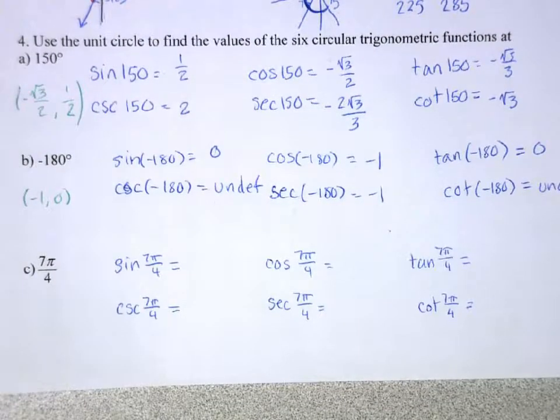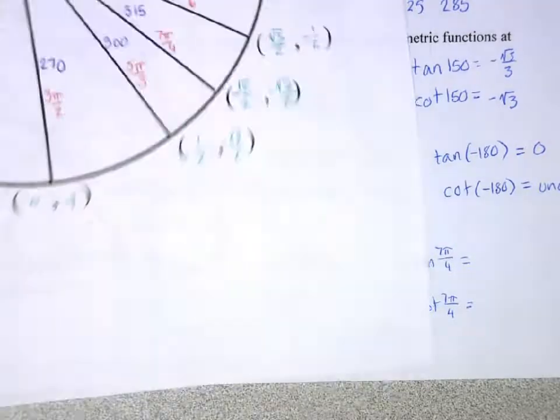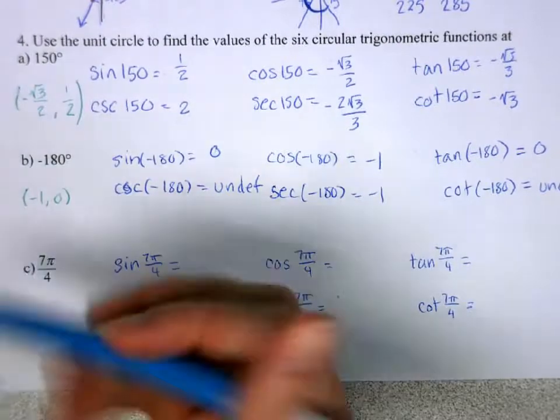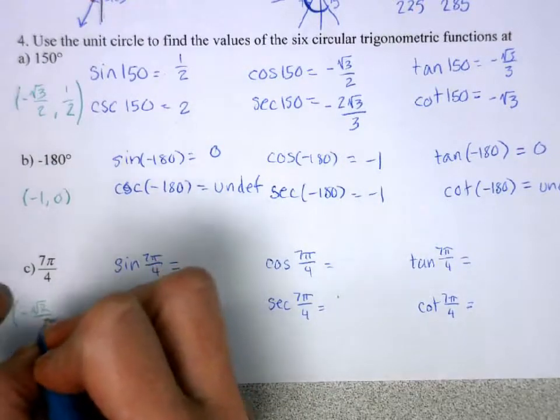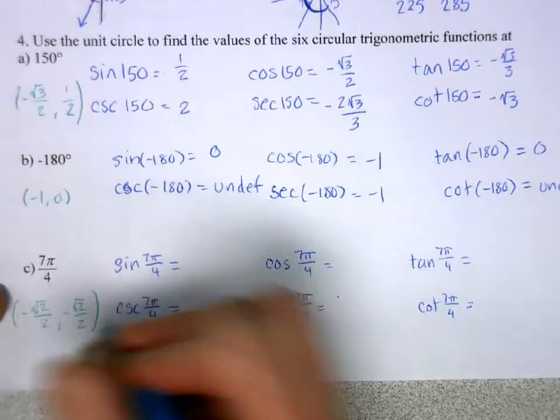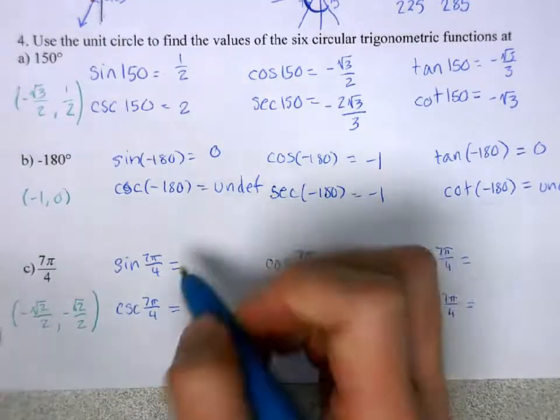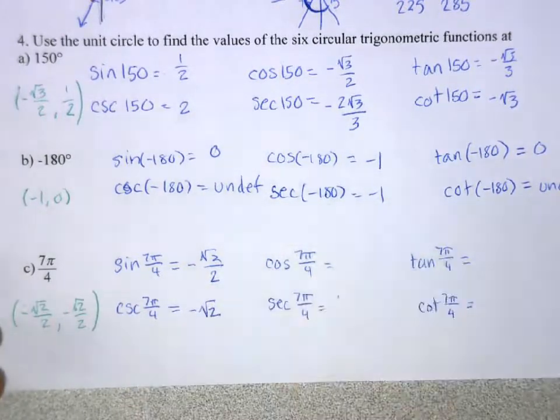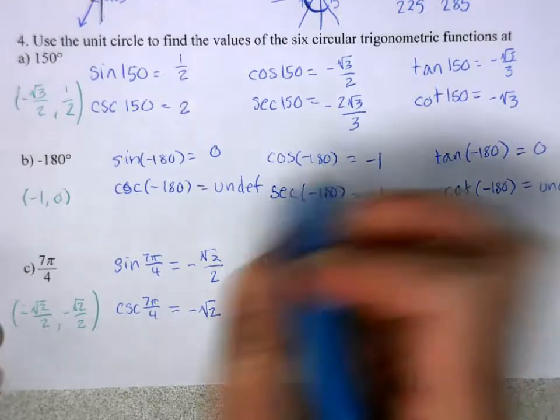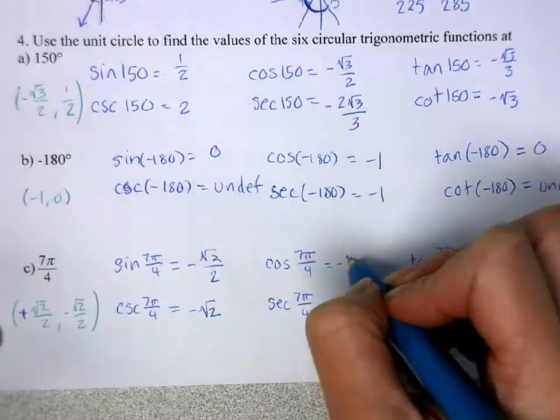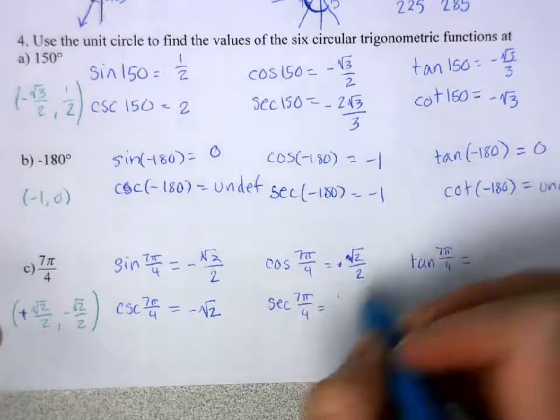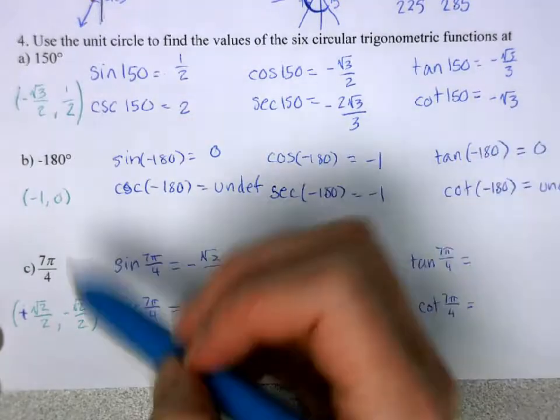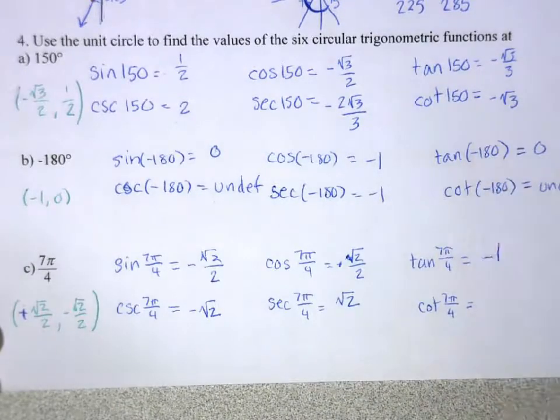For 7 pi over 4, in the fourth quadrant, our coordinates are positive root 2 over 2 and negative root 2 over 2. So sine is negative root 2 over 2. If you do the reciprocal of it, it's actually negative root 2. Cosine's negative, sorry, this is positive. Positive root 2 over 2, and secant is positive root 2. Tangent is the y value over the x value, which is going to be negative 1, which means cotangent is negative 1.